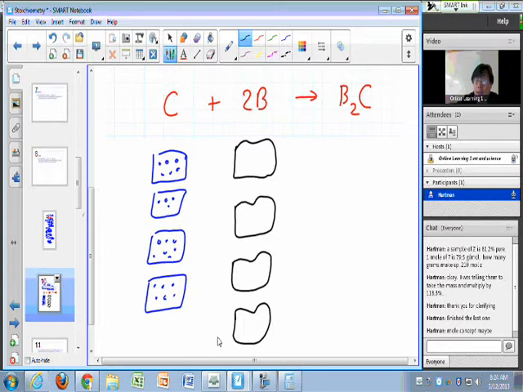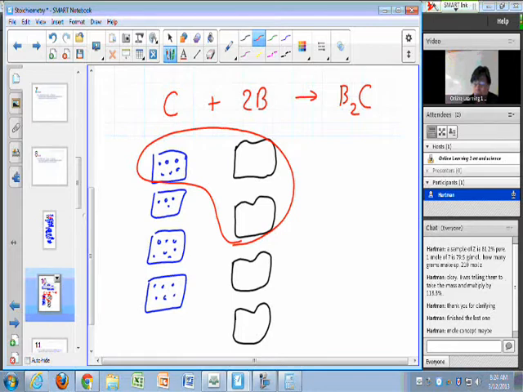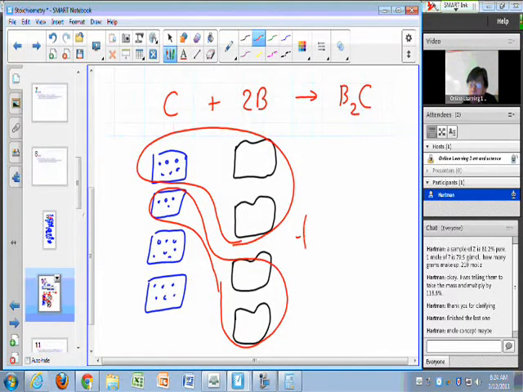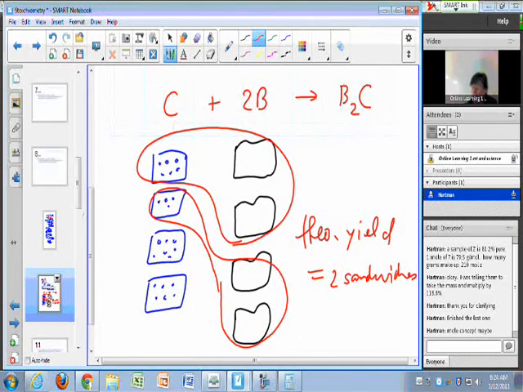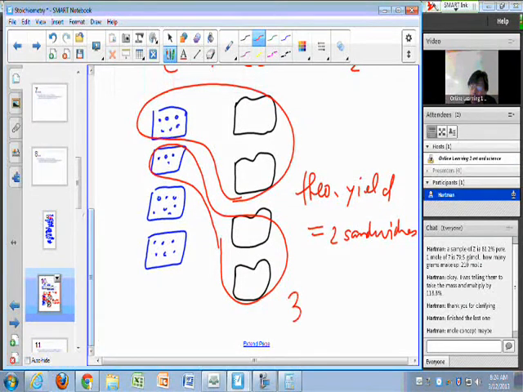Well, 2 slices of bread and 1 slice of cheese would give you 1 sandwich. 2 slices of bread and 1 slice of cheese would give you another sandwich. That gives you 2 sandwiches, right? So your theoretical yield is 2 sandwiches. So what ingredient will you run out first? You'd run out of your bread first, so you say your bread is your limiting ingredient.